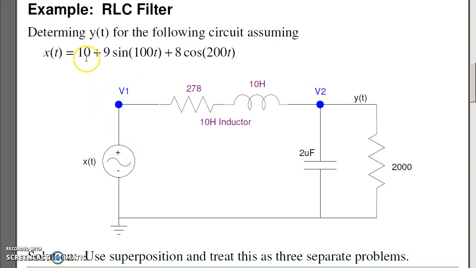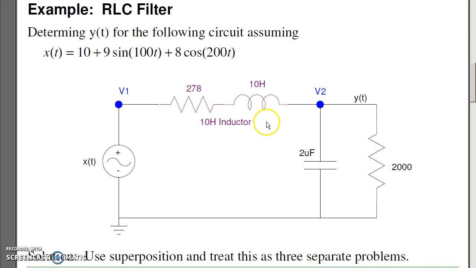I've got a DC input of 10 volts, a 100 radian per second input at 9 volts peak, and a 200 radian per second input at 8 volts peak. Find y of t. The solution is to treat this as three separate problems. One, ignore the two frequencies and just assume x of t is 10. Analyze the circuit. Now pretend the input is just 9 sin 100t. Now analyze the circuit. And again at 8 cosine 200t.